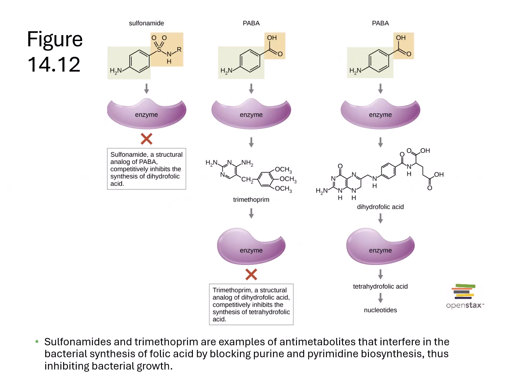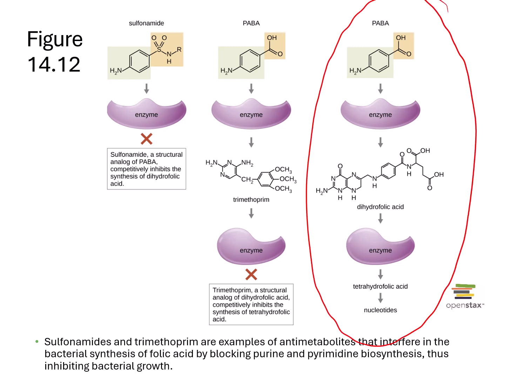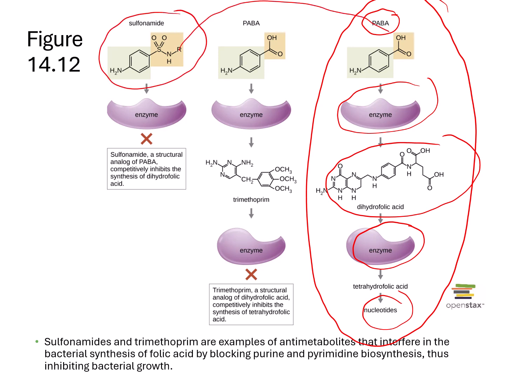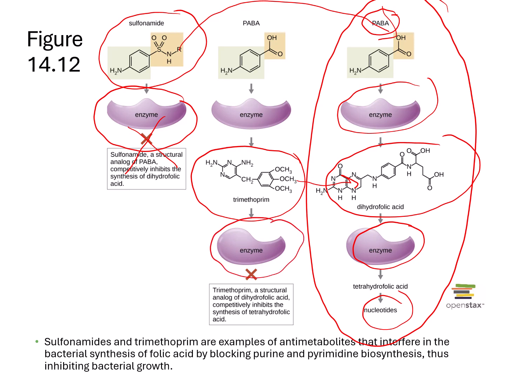Here's another look at that same pathway. So this is the normal pathway that's happening in bacteria. They have a compound called PABA, para-amino-benzoic acid. Don't worry about that. It's going to bind to an enzyme and create this intermediate dihydrofolic acid that binds to another enzyme to eventually form nucleotides. And sulfonamides look similar to PABA, so they will bind to the enzyme and block future steps. Trimethoprim looks kind of like dihydrofolic acid, so it'll bind to this enzyme and then block subsequent steps that way.